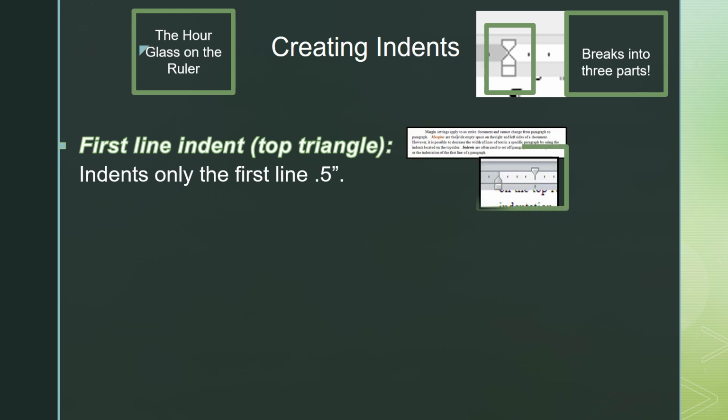So if you look at the example, I took the first line indent and I moved it to split apart the hourglass to 0.5. If you look at the paragraph example, you're going to see that the only line that was moved to 0.5 was the first line.